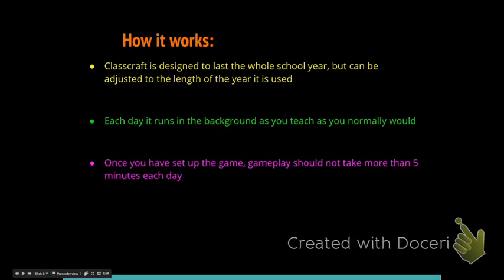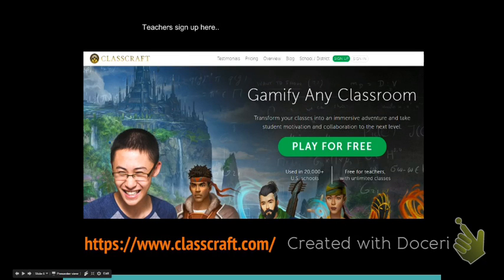So here's how it works. It's designed to last the whole school year, but it can be adjusted from the time that you use it. You can put your own dates in, and it will set the points up so that they're earning points or losing points at an acceptable rate, so they don't master the game in the first month. So it will automatically adjust that for you, which is awesome. You go to classcraft.com to sign up.